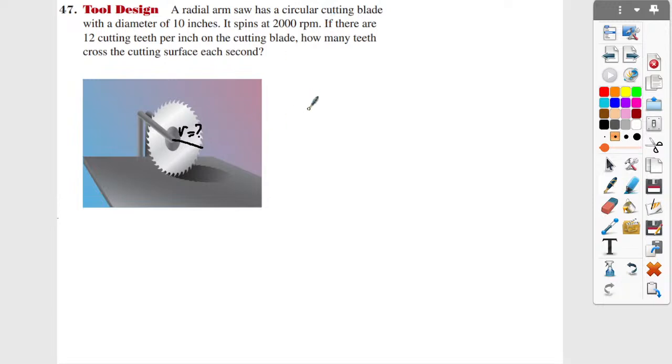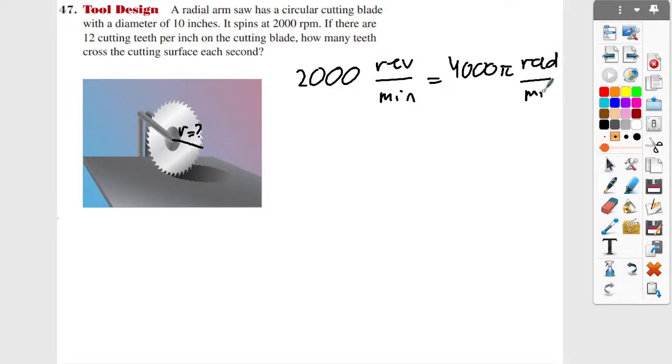Now, how many radians are in a revolution? Well, I already said the entire circle is 2 pi radians, so 2,000 revolutions per minute is 4,000 pi radians per minute. Now I just realized that I did not need to do this at all, because it's saying that if there are 12 cutting teeth per inch on the cutting blade, how many teeth cross this cutting surface each second?